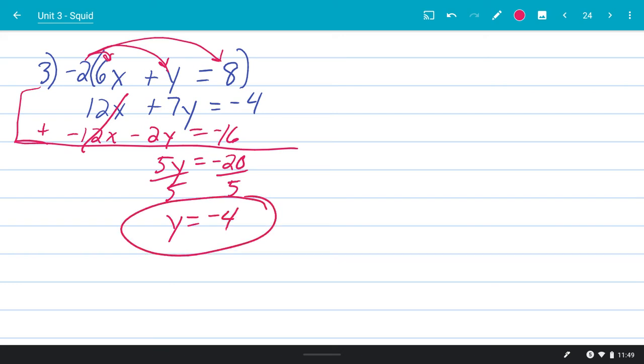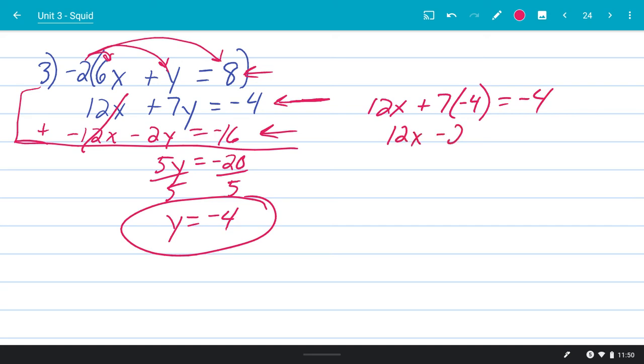Now I can plug that into any one of these three equations. Does not matter which one you plug it into. Just for kicks, I'm going to take this second one here and plug that in for y. So I got 12x plus 7 times a negative 4 equals a negative 4. So 12x minus 28 equals a negative 4.